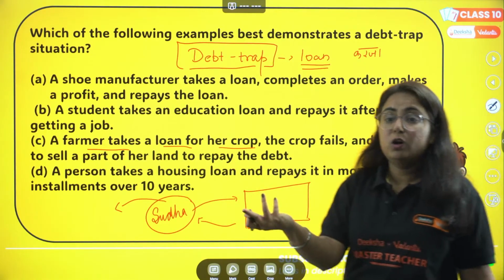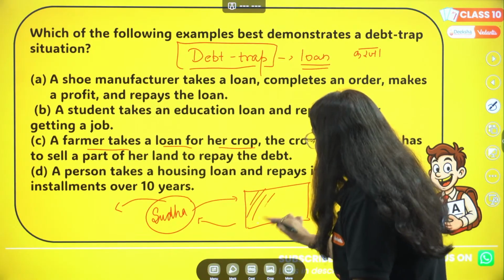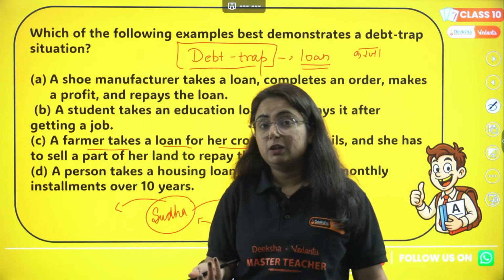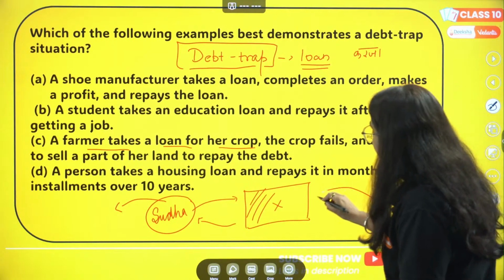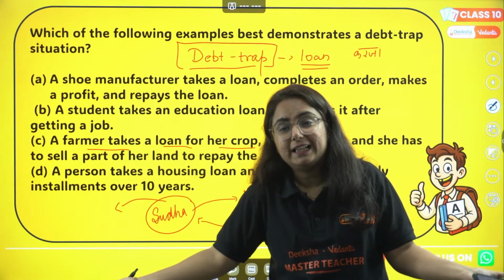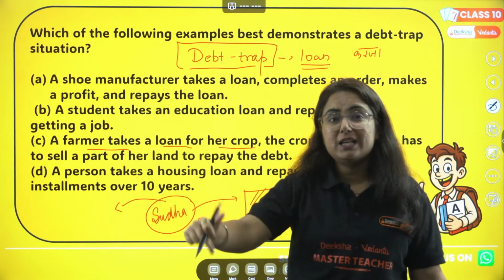But somehow a drought or a landslide happened in her area, because of which the crops failed. And now how will she repay the loan? The money lender is very cruel. She'll go to another person and take a loan again. What happens if the crop fails for the second time? The person will go into a trap, and that trap is known as a debt trap.